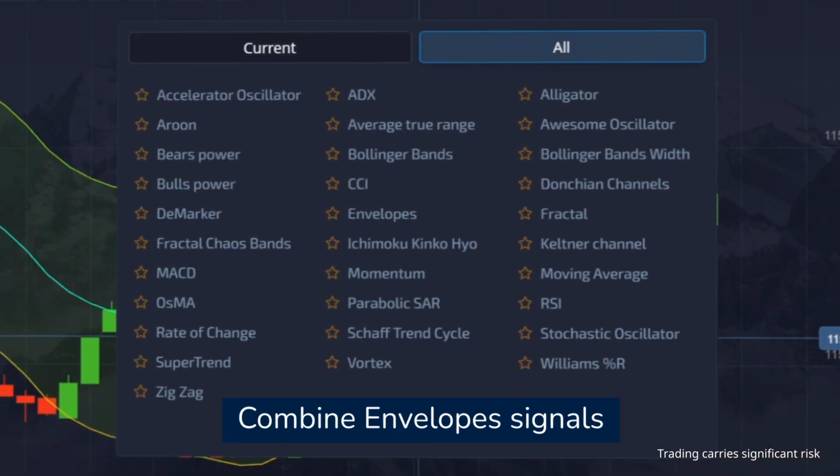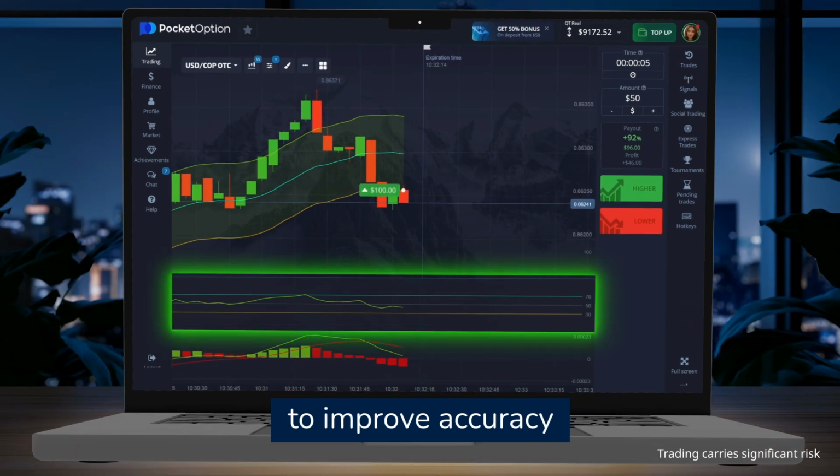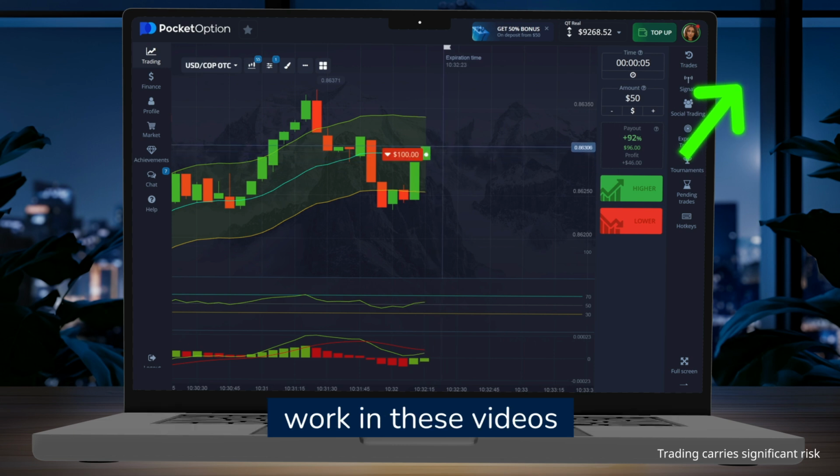Combine envelope signals with other indicators such as RSI or MACD to improve accuracy. Learn how the RSI and MACD indicators work in these videos.